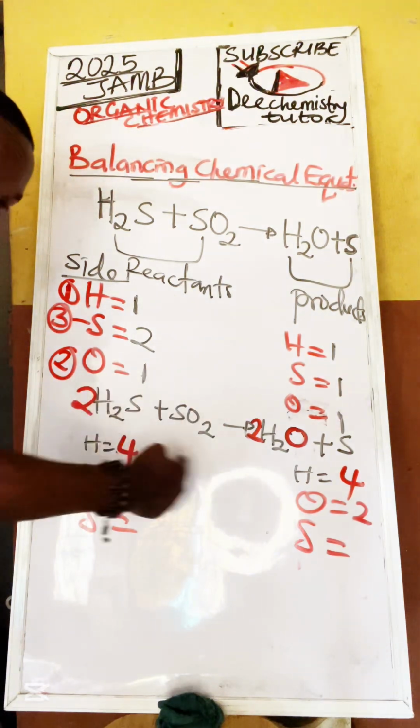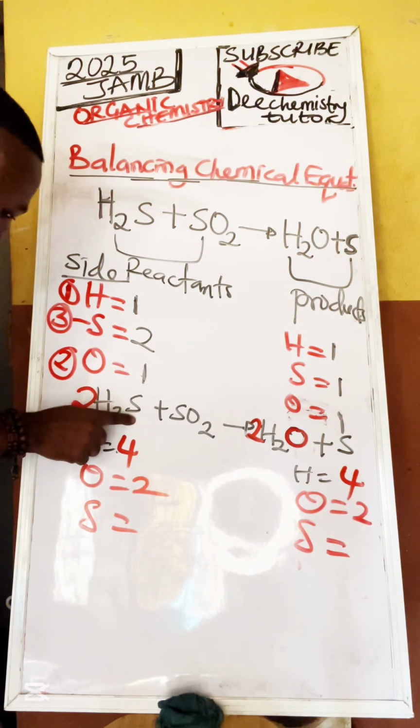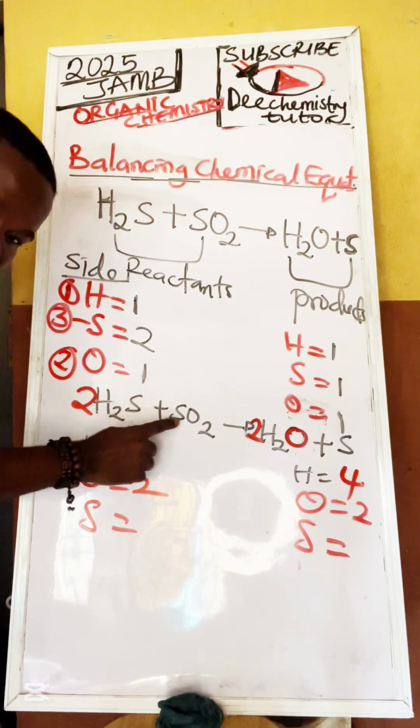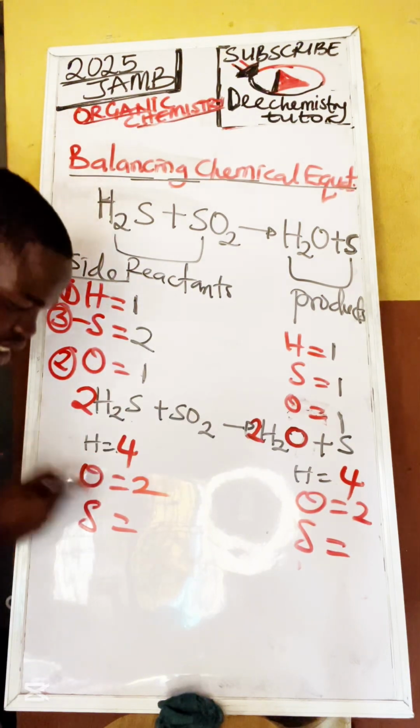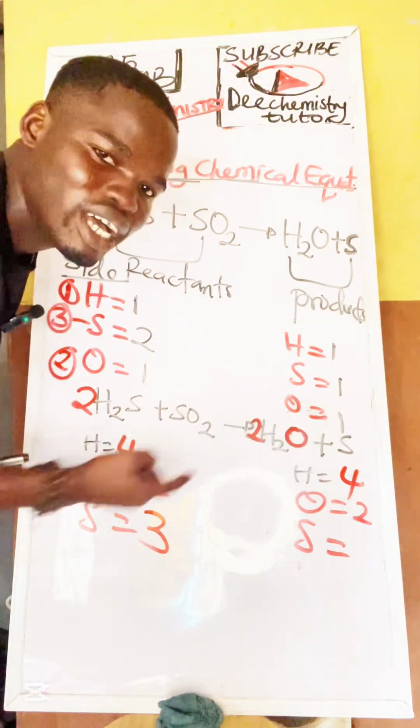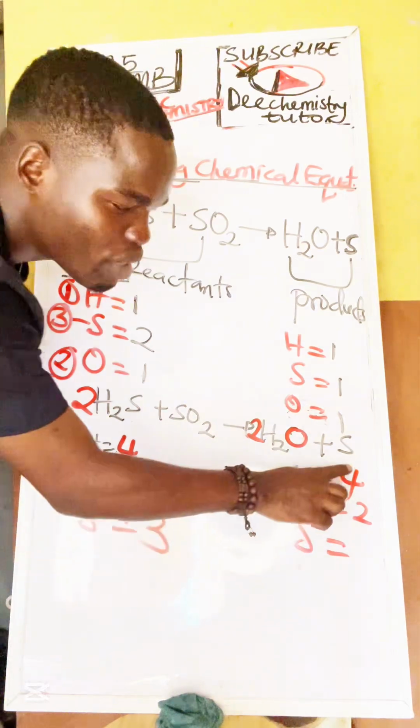How many sulfur is there? Look at it. 2s, right? That means I have 2 sulfur here first, plus another sulfur. That means the sulfur on the reactant side is 3. But don't forget, the sulfur here is just 1. And I told you don't balance at this side.